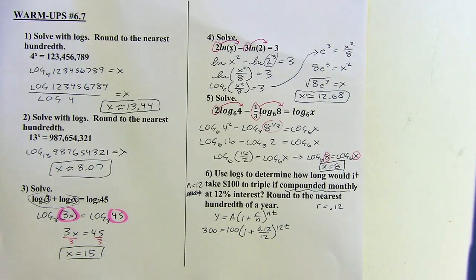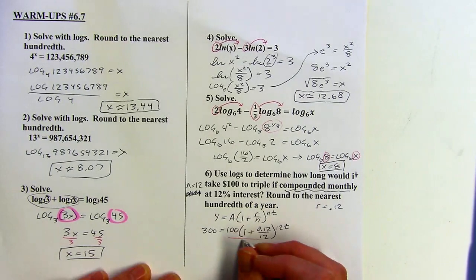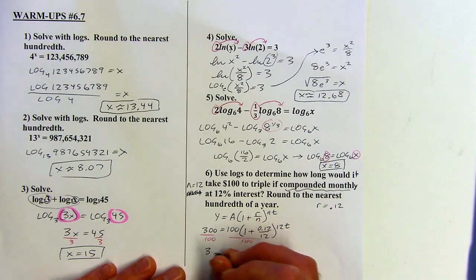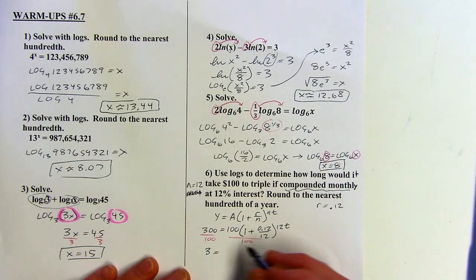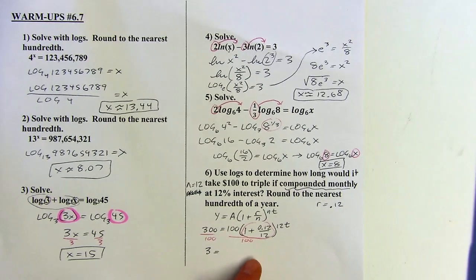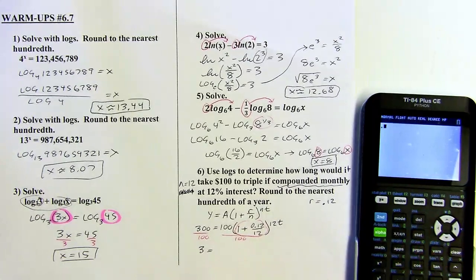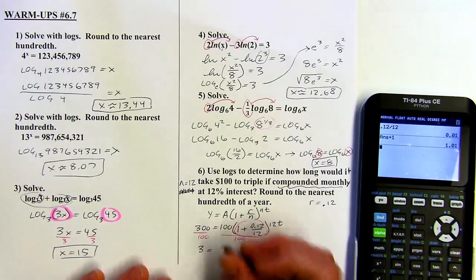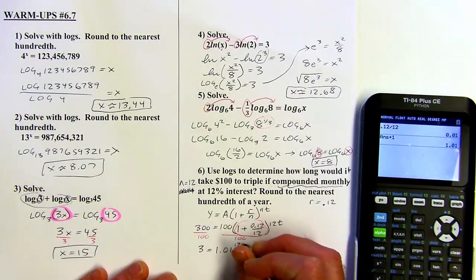So I'm going to start to try to isolate the t. You can start by dividing both sides by 100. So this would actually take the same amount of time as it would for $1,000 to triple. I'd have 1,000 and 3,000, but when you divide both sides, either way, any amount of money, it's going to be 3. And then I'm going to simplify this part while I'm at it. I'm going to start with the decimal, which 0.12 divided by 12 is 0.01, right? Add 1 to that, and I've got 1.01 to the 12t.